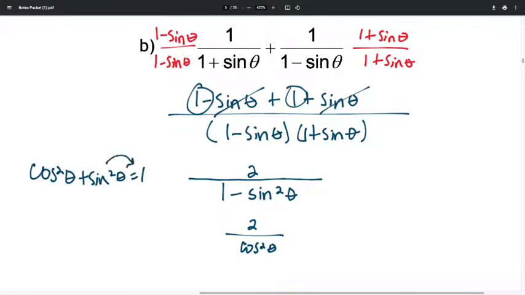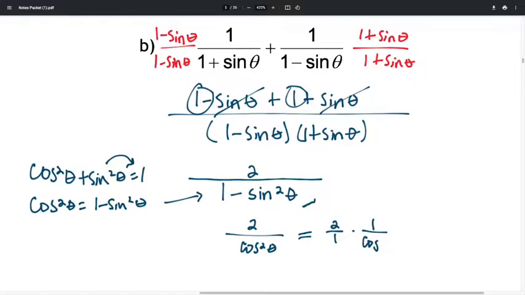If I move this over, that's the same thing as saying cosine squared equals 1 minus sine squared. So I replaced that with cosine squared. So over here, think of this as 2 over 1 times 1 over cosine squared, which is the same thing as saying 2 times secant squared theta. So that's down to one trig function and no fractions.